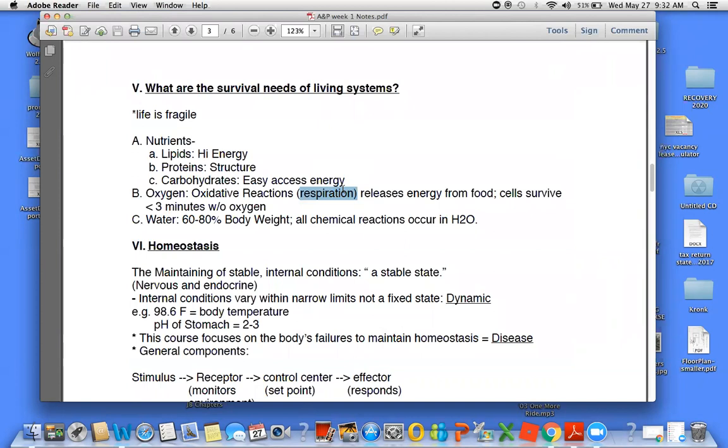Water. We are 60 to 80% body weight water. All chemical reactions occur in water. I know that I mentioned the lung to you, that it is bathed in water. Why don't you drown? I told you about the surfactant. We discussed that that's complementarity, right? That anatomy of the lung fits the physiology. Must have water, must have oxygen, must have nutrients. Those are the 3 basic survival needs.